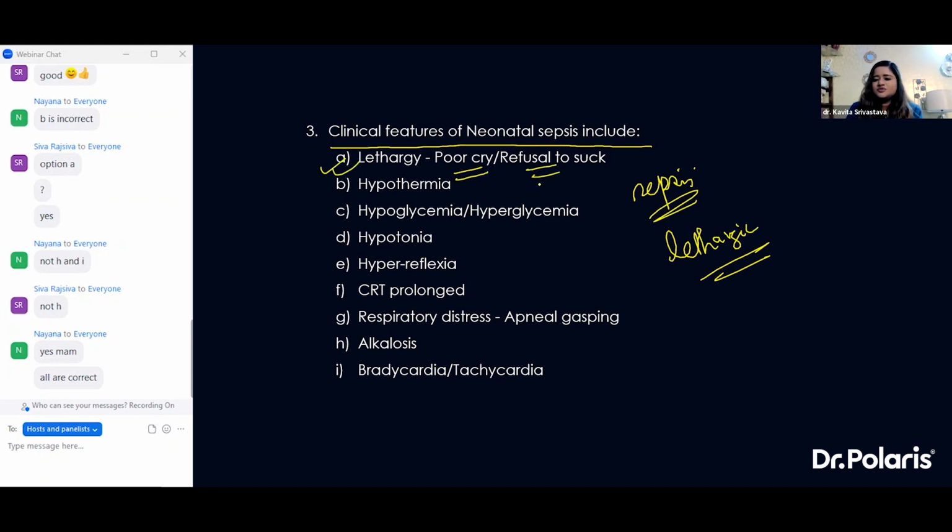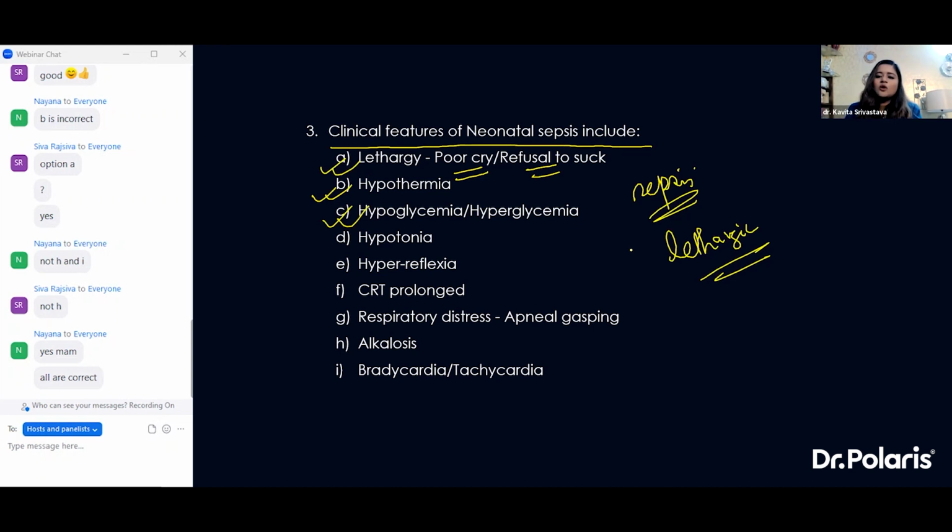Poor cry, refusal to suck. An active baby will always be crying actively and will always have a good sucking response. So if the baby is very lethargic, not responding to stimulus, that means the baby could have sepsis. Hypothermia. An active baby will always maintain a normal temperature, whereas a septic child is always going to have a low temperature, or hypothermia. Hypo or hyperglycemia.